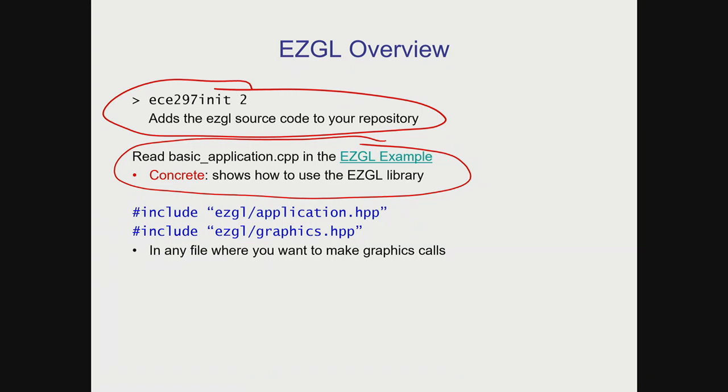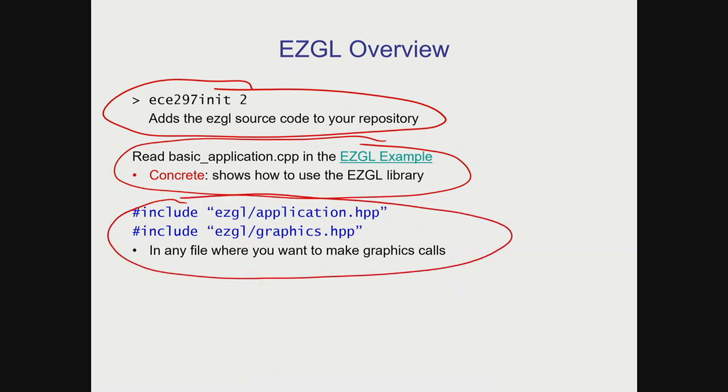So if you go into the ECGL Quick Start Guide, it has this basic application program that basically is the best documentation that we have. Right? We have other documentation, but reading this program, seeing how it works, is probably the fastest way to see how to use this graphics library, because you can see what it is doing and how to do it.